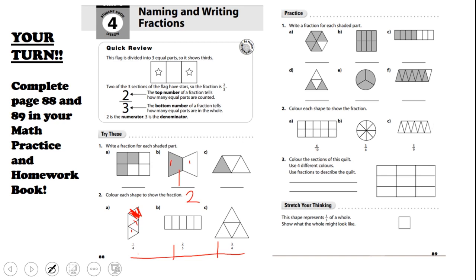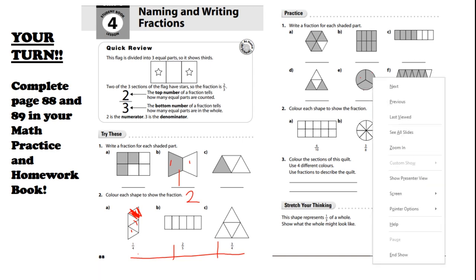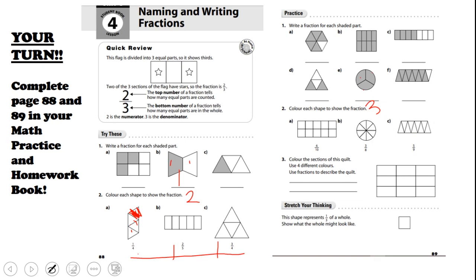Now, this one's a bit tricky because you have some of them that are fully colored. Okay, so let's look at E. So there's 1, 2, 3 parts. So I'm going to put 3, okay, but 3 are colored. So the fraction is 3/3. Super easy, okay? So remember that the bottom number tells how many equal parts there are in total, and the top number tells how many equal parts are counted, okay?